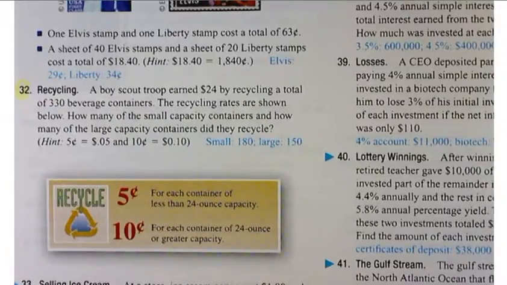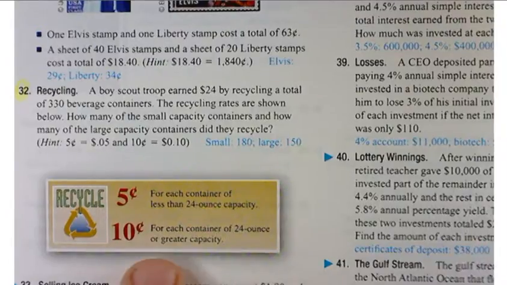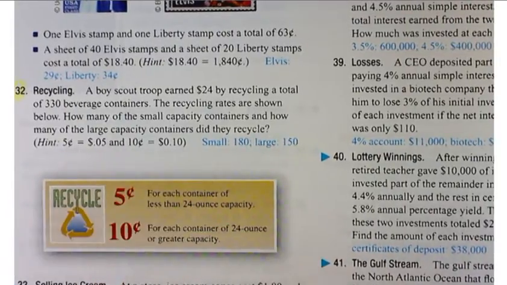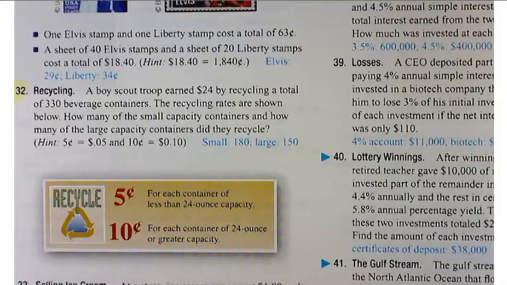The Boy Scout troop earned $24 by recycling a total of 330 beverage containers. The recycling rates are shown below. How many of the small capacity containers and how many of the large capacity containers did they recycle? Hint: 5 cents is 0.05, 10 cents is 0.10 in terms of dollars.